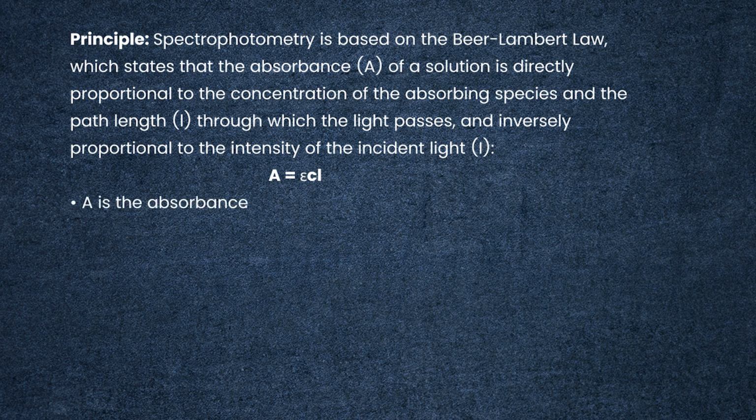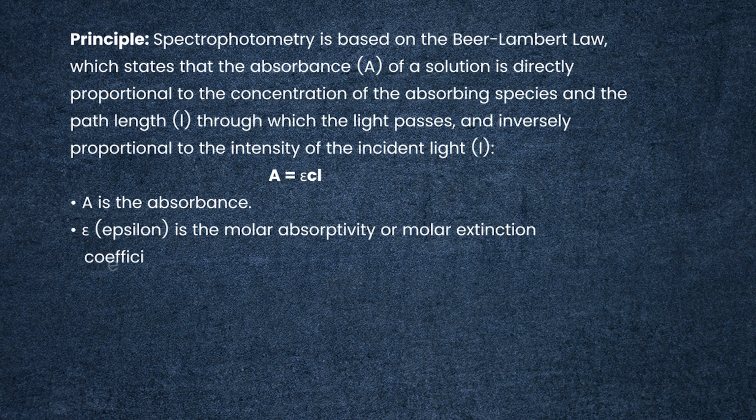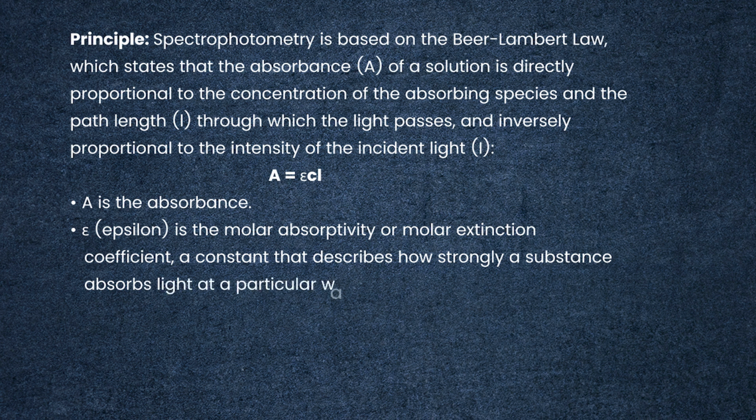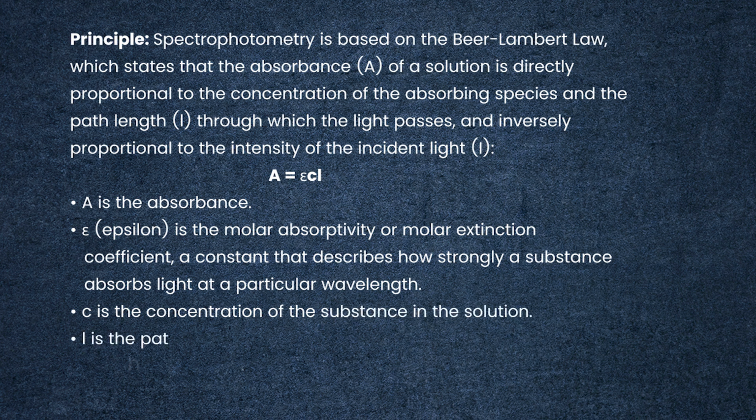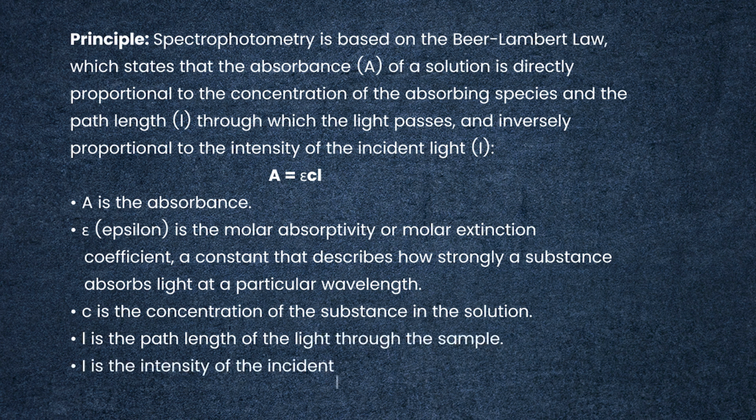A is the absorbance, epsilon is the molar absorptivity or molar extinction coefficient, a constant that describes how strongly a substance absorbs light at a particular wavelength. Small c is the concentration of the substance in the solution. L or small l is the path length of the light through the sample. Capital I is the intensity of the incident light. So, this was the principle of the spectrophotometer.